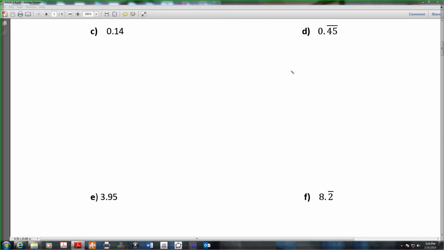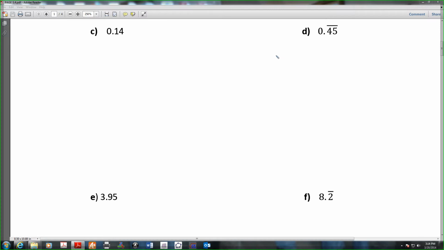Example D is a little bit more complicated. Here we're trying to change a repeating decimal with the bar notation. We know it's a repeating decimal, and we're trying to change it into a fraction. Now to change that, we have to first get rid of that repeating decimal.